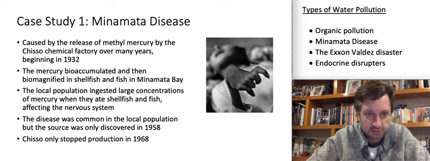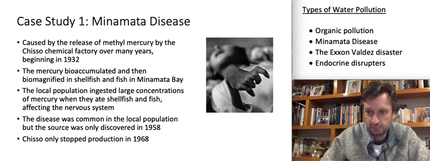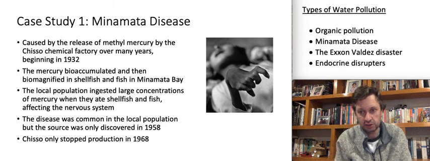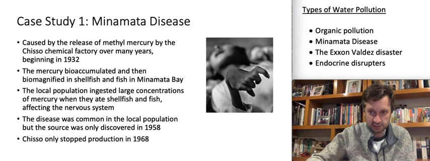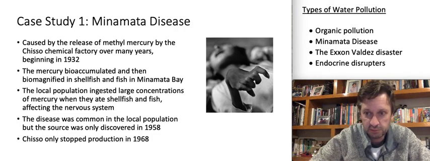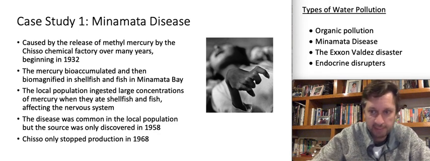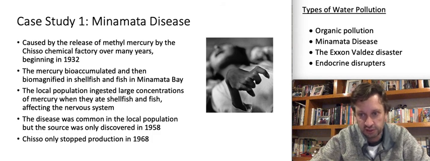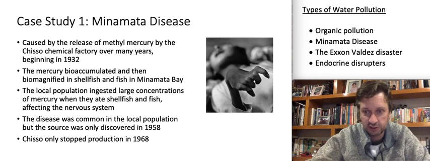So the factory started in the 1930s, releasing this poisonous byproducts into the water. It was bioaccumulated first of all in shellfish, and then as other animals in the food chain, it biomagnified up the food chain. Please remember there's a difference between bioaccumulation and biomagnification. So the animals worst hit were the animals at the top of the food chain, and that obviously also included the human population that was eating shellfish and fish caught in the bay.